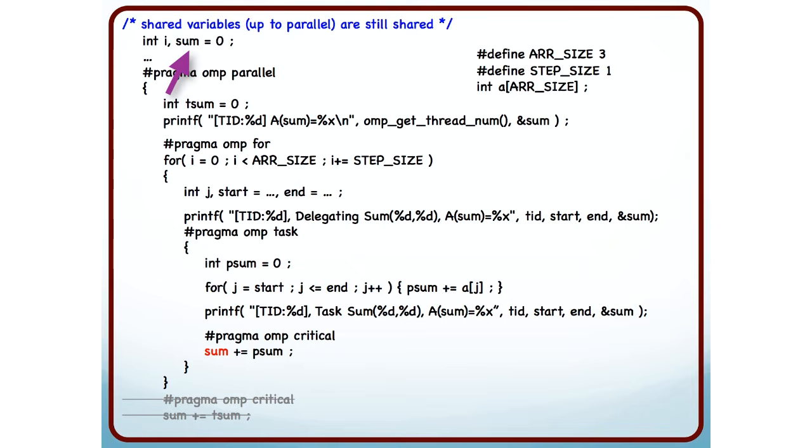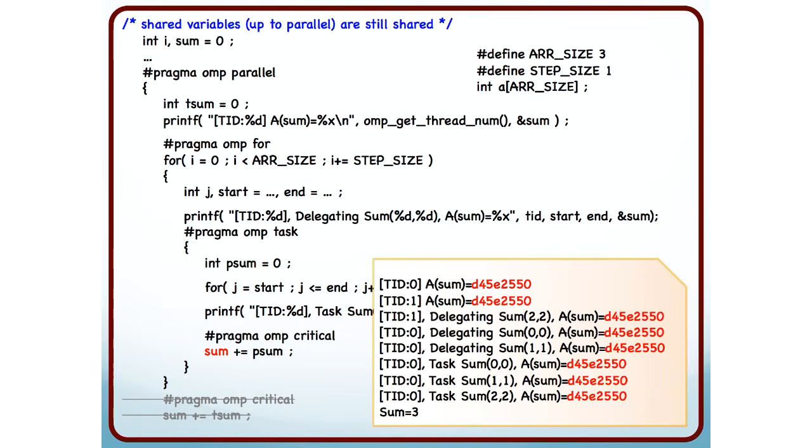This sum over here is actually defined outside OMP parallel, so it is actually shared. Again, it's printing these values. I see that whether I'm accessing it from the parallel region, inside the for, or inside the task, all of them are pointing to exactly the same location. It's treated as shared. So all addresses are the same.